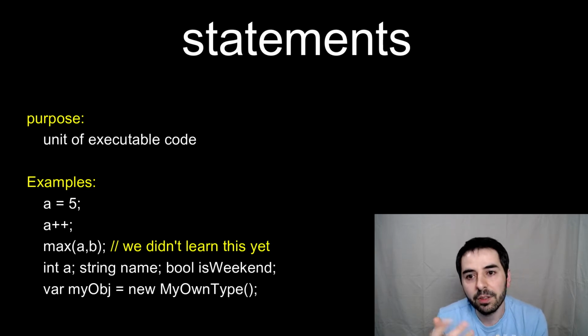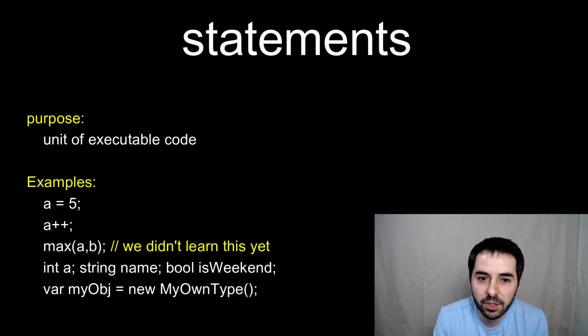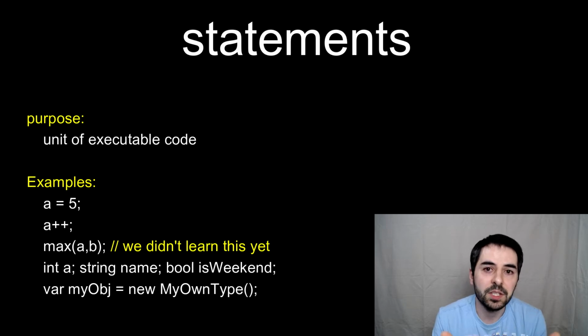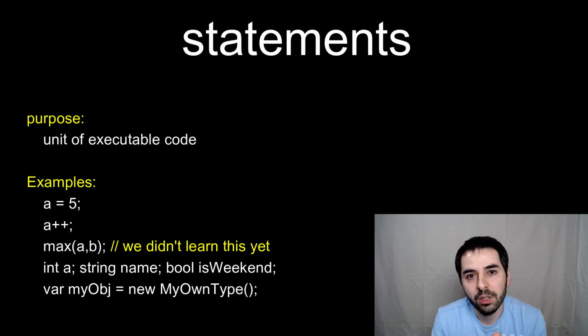So another simple example of a statement is a declaration of a variable. When we want to use a variable somewhere in the program, we want to declare it in advance. We can say int a and then a semicolon, and that is a declaration statement.